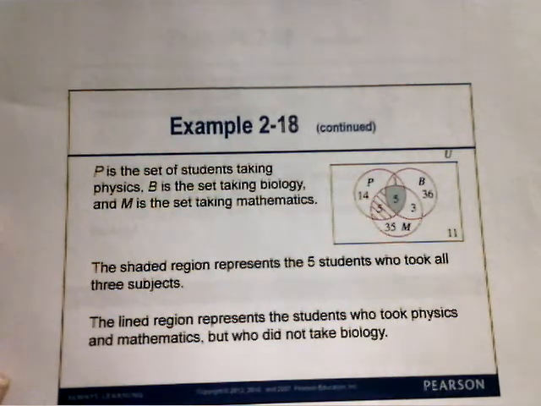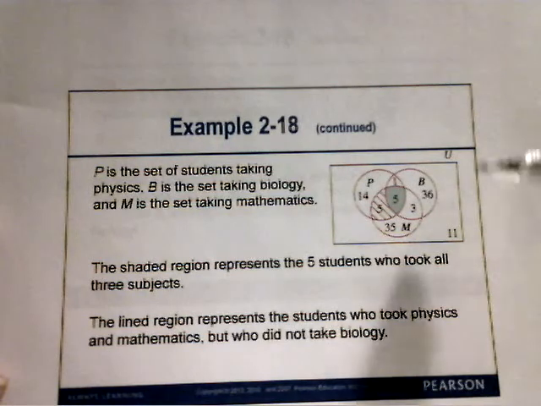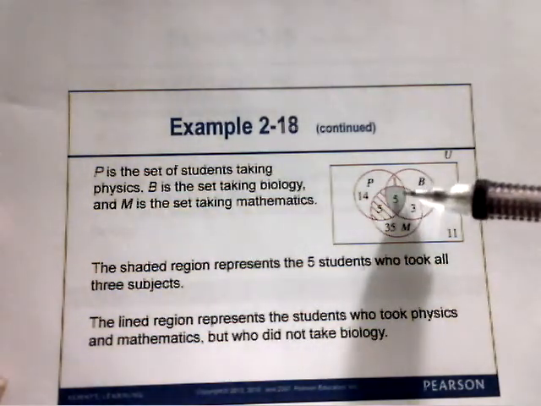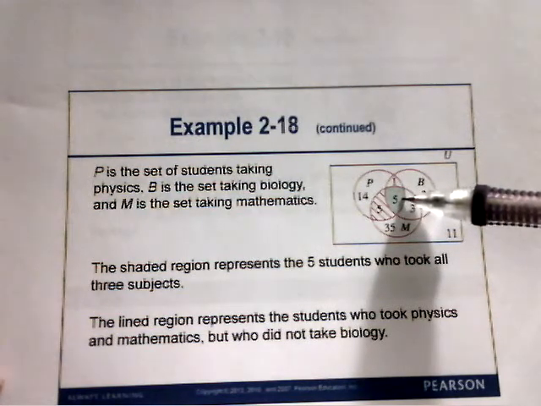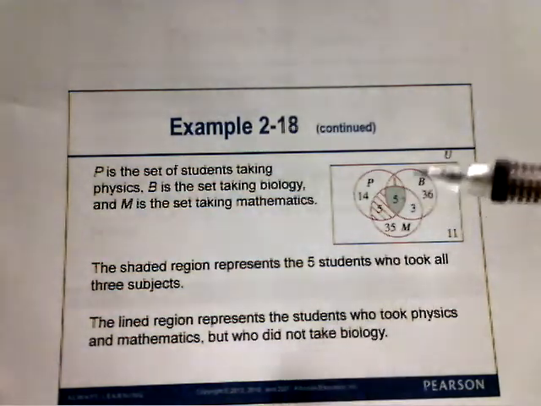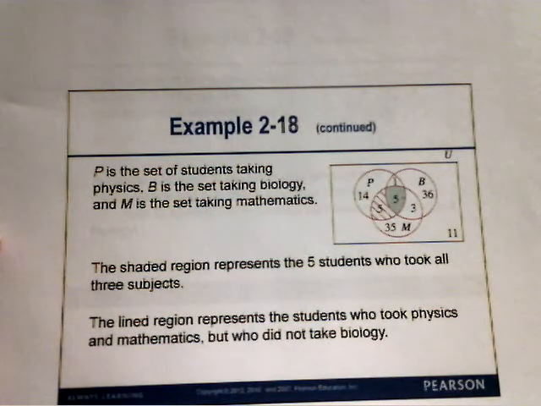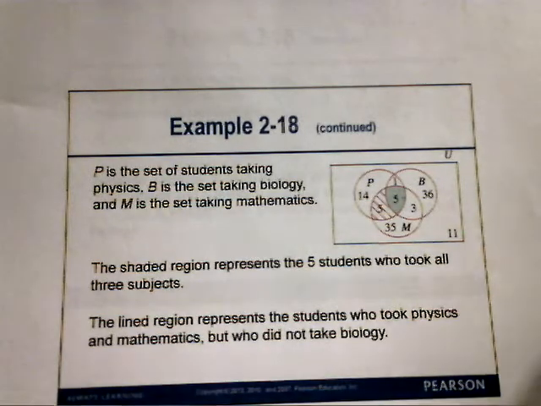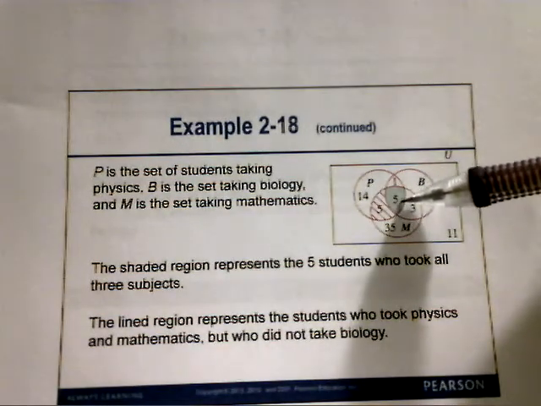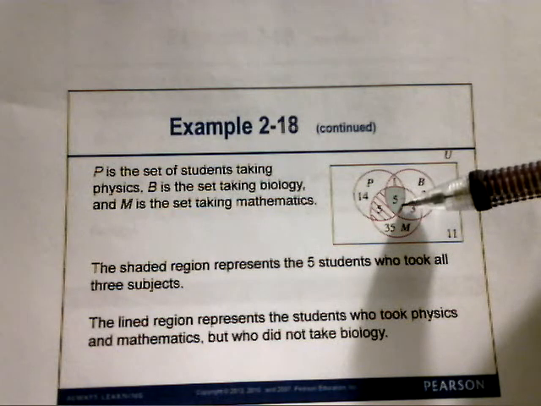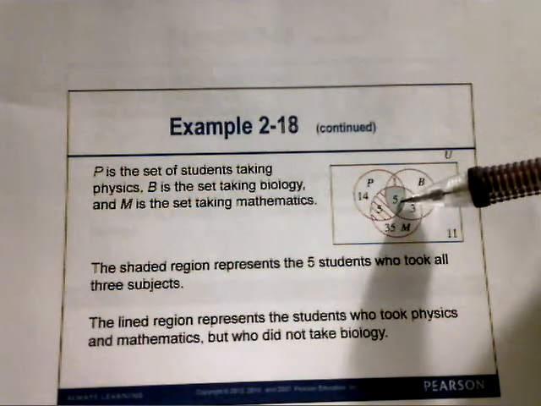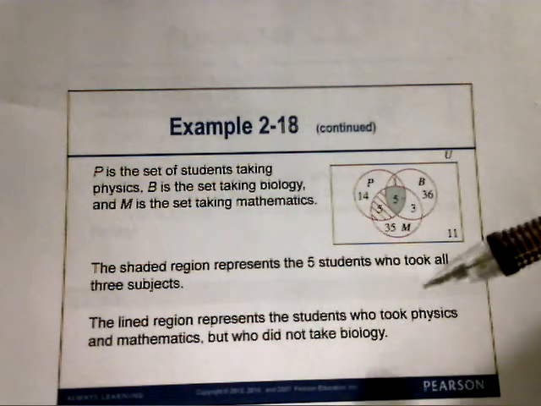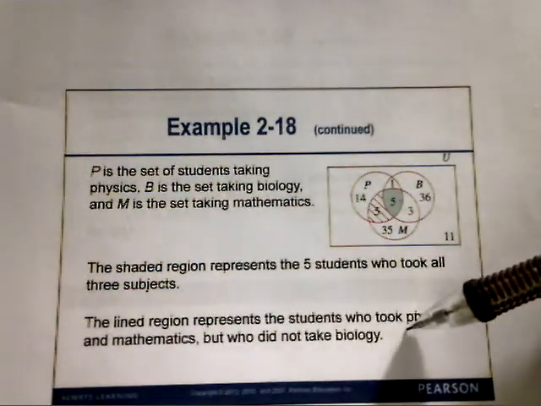In this case here, the shaded region represents the 5 students who took all 3 subjects. So sometimes you have to work backwards. If you recall, one of our strategies for solving problems is to work backwards. In this situation, this is what we're doing here. We're working backwards. We know that 5 took all 3 subjects. So that shaded region is going to be the 5, because that's the intersection of all 3. Now the lined region is going to be the students who took physics and mathematics but did not take biology.